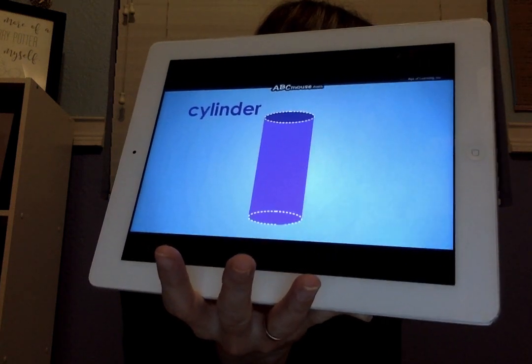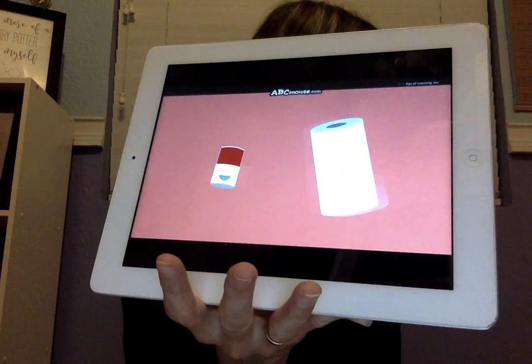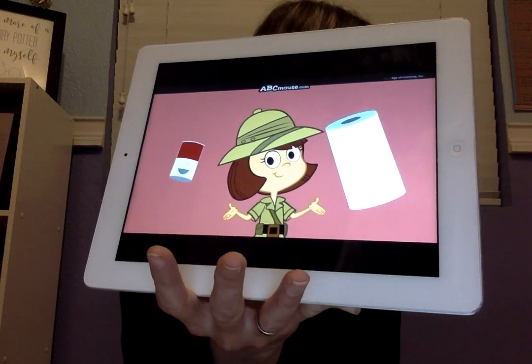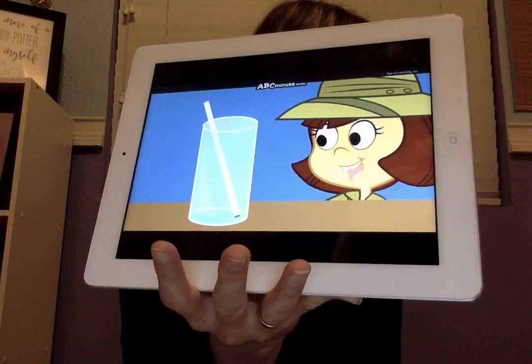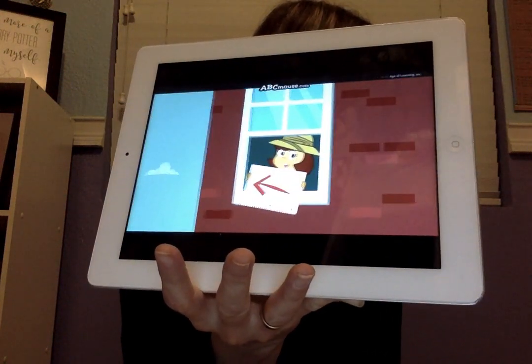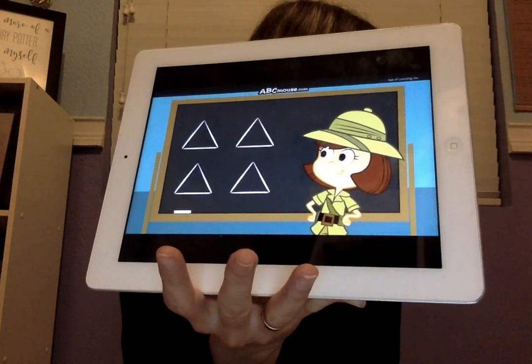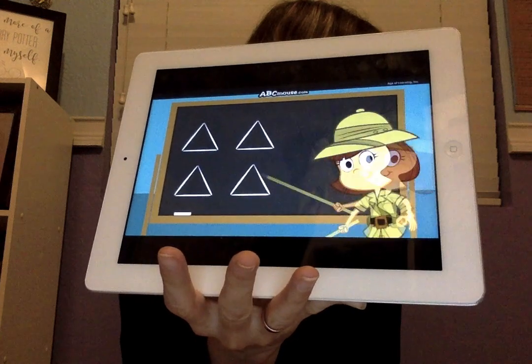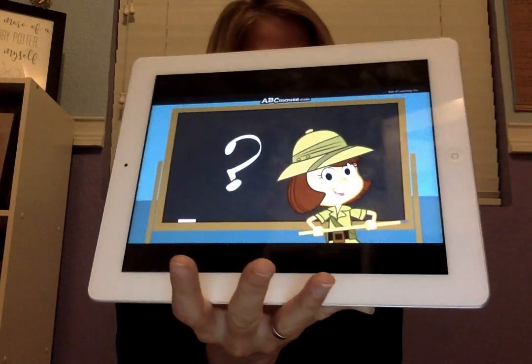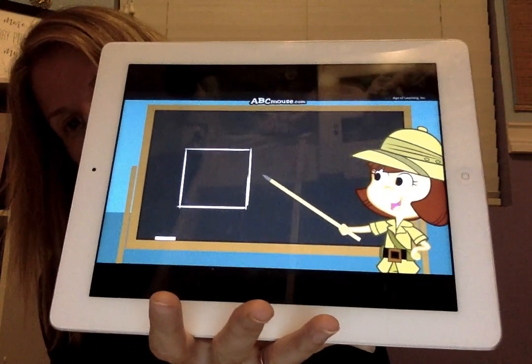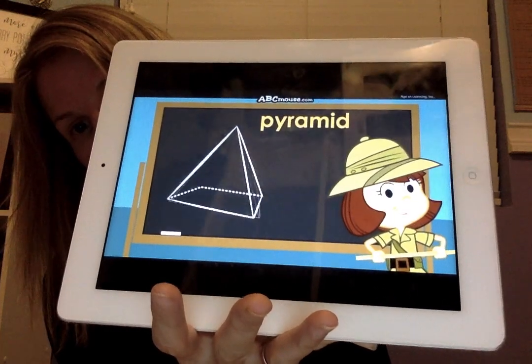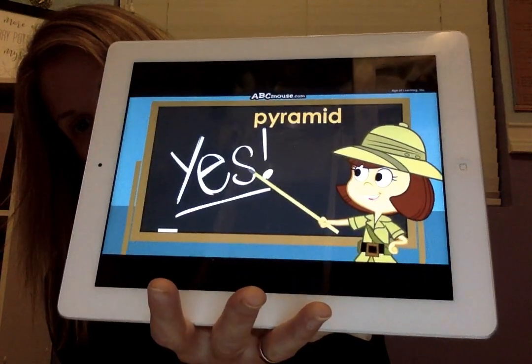Cylinders have circles at each end, like a soup can or paper towel roll. Drinking straws and glasses have cylinder shapes, and so does our school flagpole. What shape has 3 or more triangular sides and a point at the top? Can you guess? A vase can be a square or a different shape. Say a pyramid and I'll say yes.